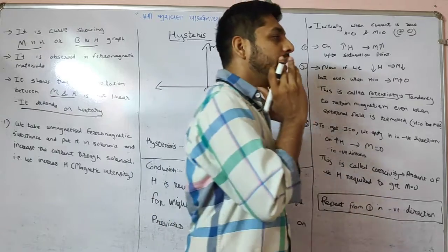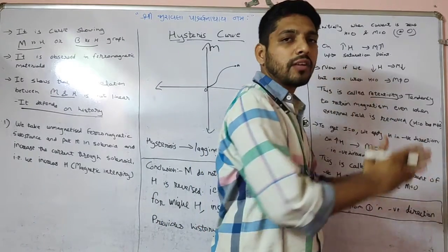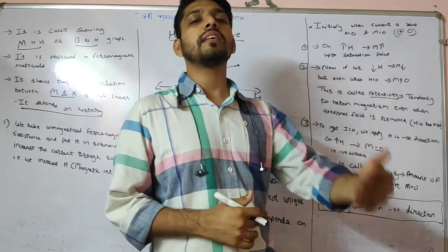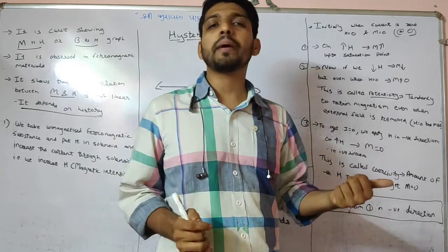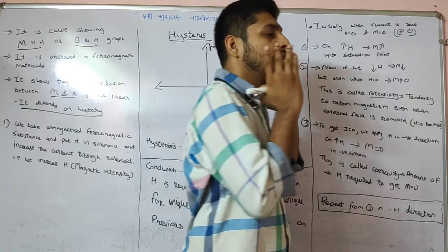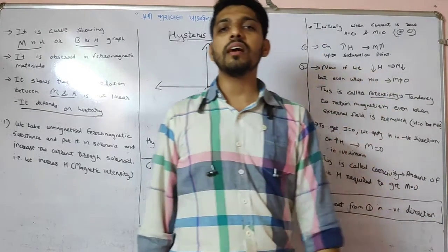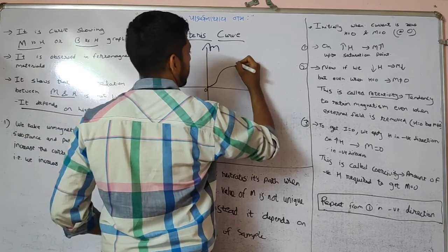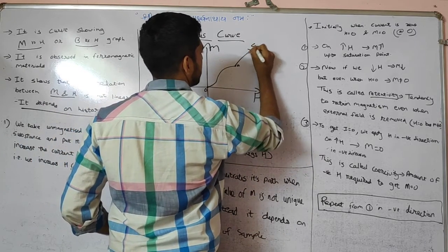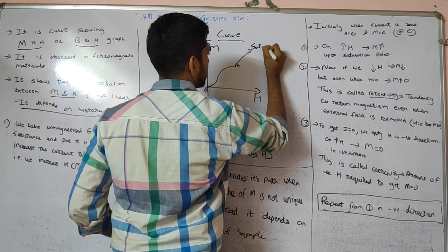Once each and every atom, or each and every dipole, is aligned in the same direction, if I go on increasing the external magnetic field, it will have no effect on the internal magnetic field, because already all the magnetic dipoles are aligned in a single direction. So this point is known as the saturation point.